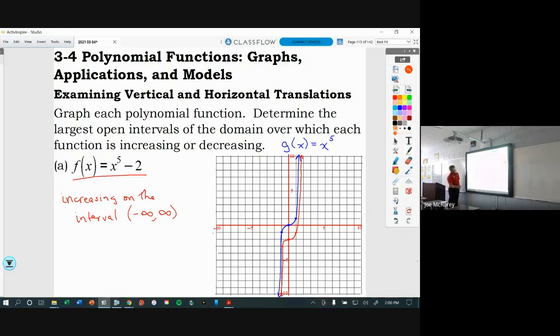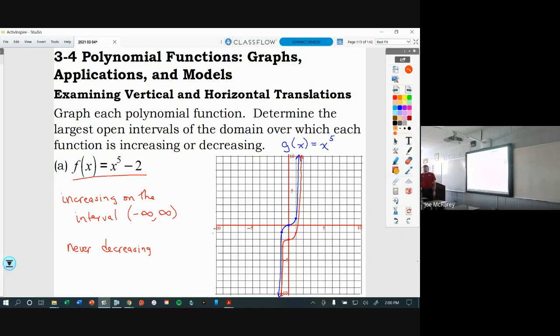And when is it decreasing? It's not. Never decreasing. It would be kind of silly if you told me that a function's increasing all the time and then say, oh, but over here it's decreasing. Wait, but how did it increase? It's going up. We read from left to right.